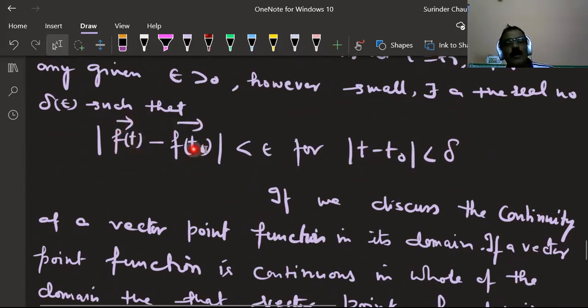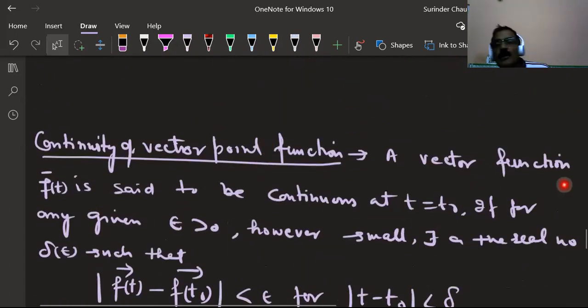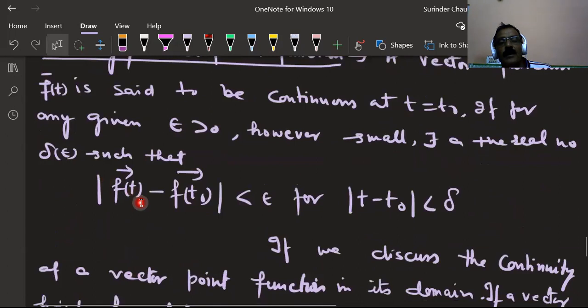So earlier this was f(x) minus f(a). Here it is f vector t minus f vector t naught. A vector function f(t) is said to be continuous at t equal to t naught if for any given epsilon greater than 0, however small, there exists a positive real number delta such that the modulus of f vector t minus f vector t naught is less than epsilon whenever the modulus of t minus t naught is less than delta.